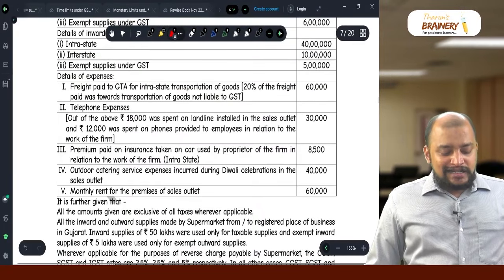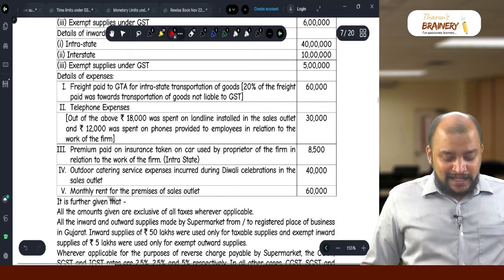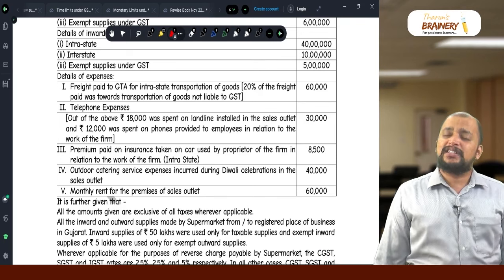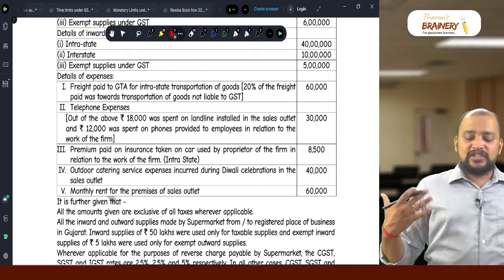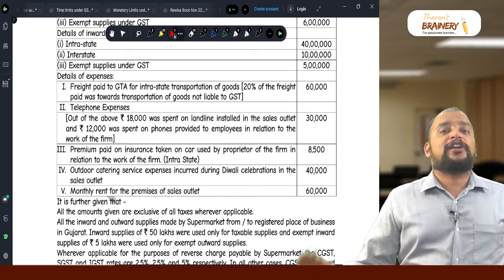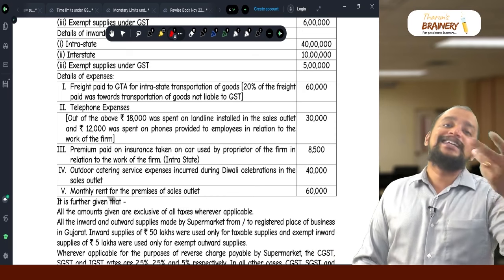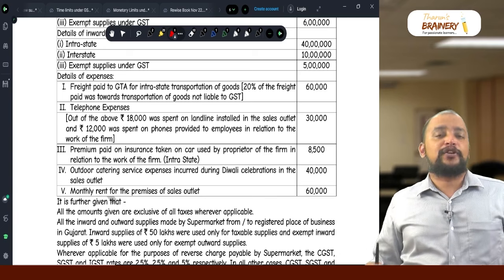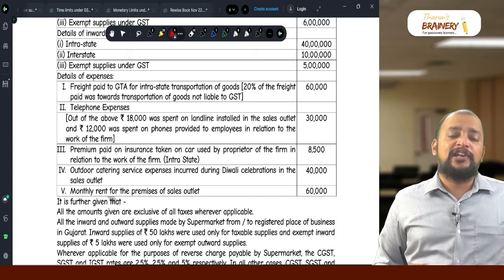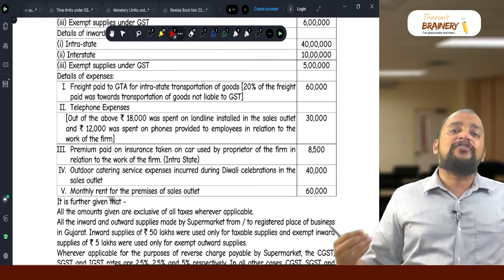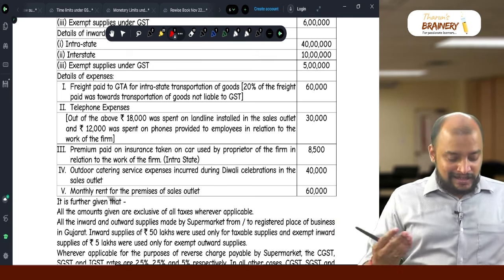For intrastate transportation of goods, 20% of the freight paid towards transportation of goods not liable to GST, which means that out of this 60,000, 20% is paid for transporting the goods which are not liable to GST, which means we cannot take ITC with respect to that. We will pay GST, but we cannot take ITC with respect to that. With respect to 80% of the expenditure, GST paid can be taken as credit because that is used only for taxable outward supplies. That is the meaning.